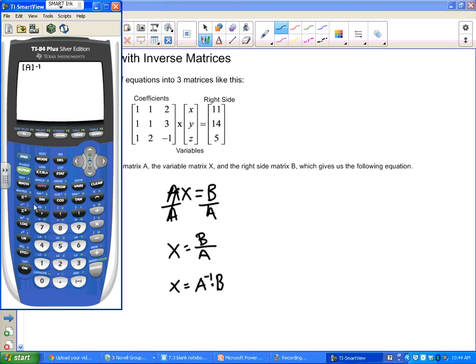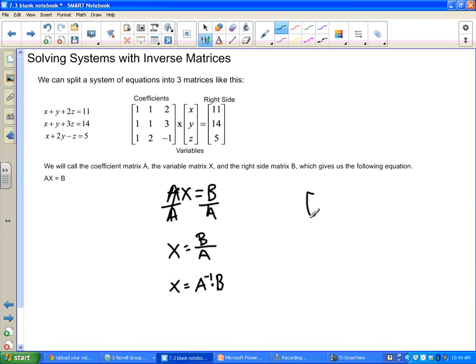X to the negative 1 will find the inverse for us. Then we're going to multiply that by matrix B. So I'm going to go back to second matrix, come down to B, and press enter. This is going to do the inverse of A times B. I press enter. It gives me 2, 3, 3. And so what that means is that X equals, and X was this matrix with X, Y, Z, and it equals 2, 3, 3.